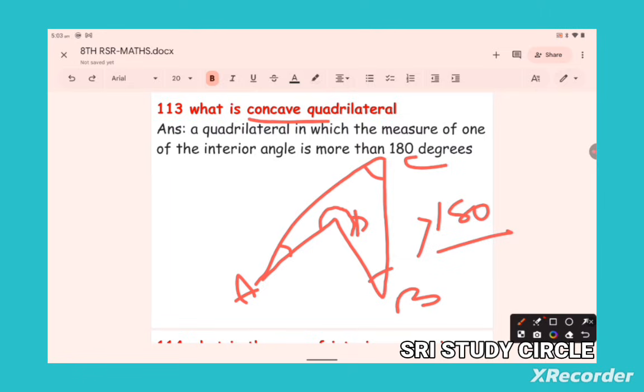See here, ABCD is a quadrilateral. Angle A less than 180, angle B less than 180, angle C less than 180, but angle D more than 180. This type of quadrilateral is called concave quadrilateral.